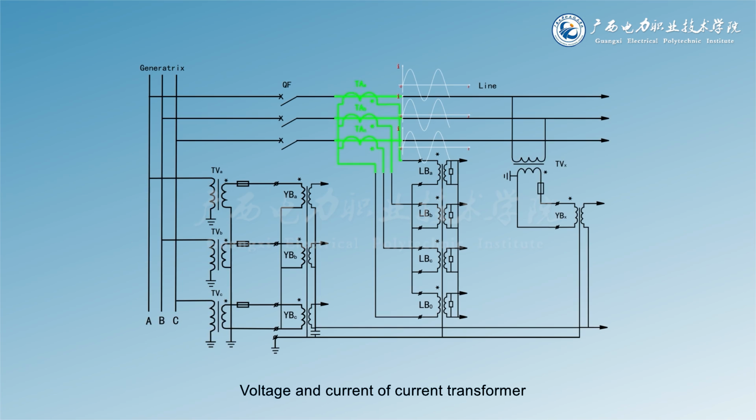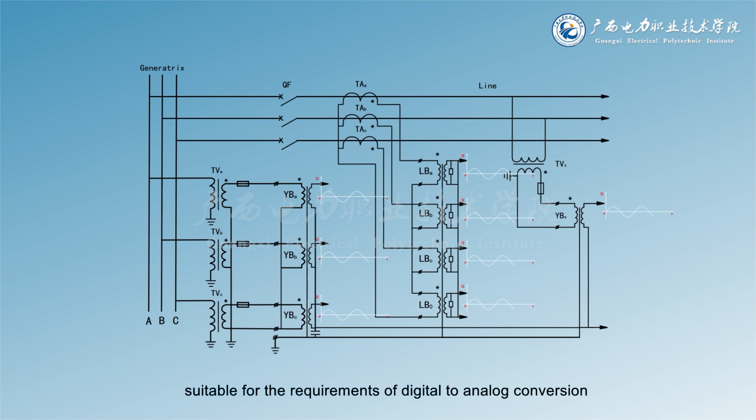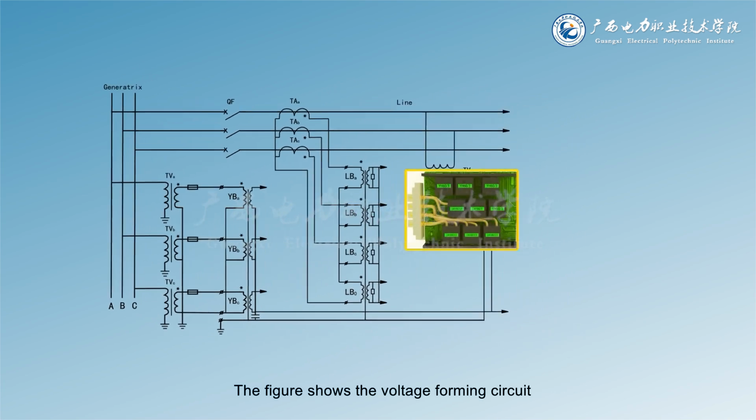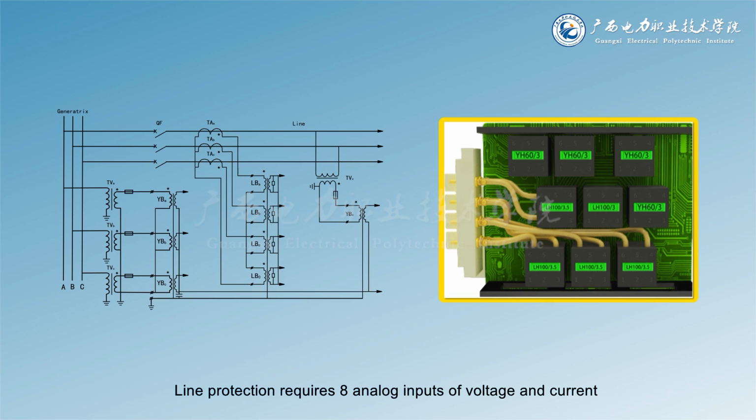The main function of the voltage forming circuit is to proportionally transform the voltage from the voltage transformer, and the voltage and current of the current transformer, into a small voltage signal suitable for the requirements of analog to digital conversion. At the same time, it can also play the role of isolation and shielding, and improve the anti-interference ability of the protection device. The figure shows the voltage forming circuit and the wiring principle of the primary system of the microcomputer line protection device. Line protection requires 8 analog inputs of voltage and current. The corresponding device needs to be equipped with 8 voltage forming circuits, 4 voltage converters, and 4 current converters.